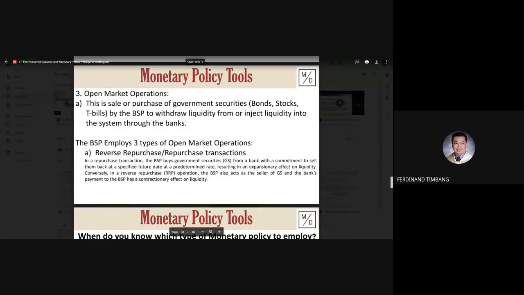Tapos meron tayong reverse repurchase naman, ito ang ginagawa nito, yung mga dealers natin, no? Kumbaga ipapahiram sa bangko, tapos yung bangko babayaran din the next day. Kaya parang lumalabas, parang discount rate siya. No, reverse repurchase bale. But the difference, meron kasi yung dalawa, no? Meron siyang repurchase agreement at meron siyang reverse repurchase agreement. So anong difference ng dalawa?